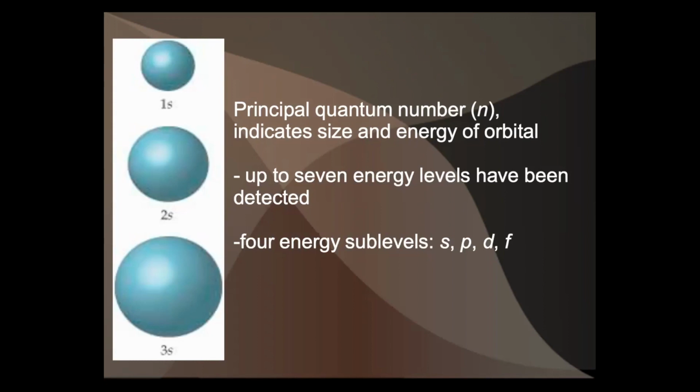Within those levels, though, you have other sublevels. So sublevels are S, P, D, and F. Those basically indicate the shape of the orbital. The one that you're seeing on this page is an S. That's a spherical shape. And that's the simplest shape, but it gets more complex.